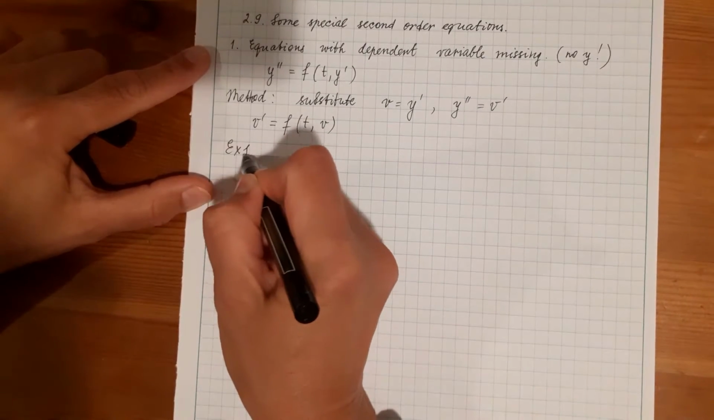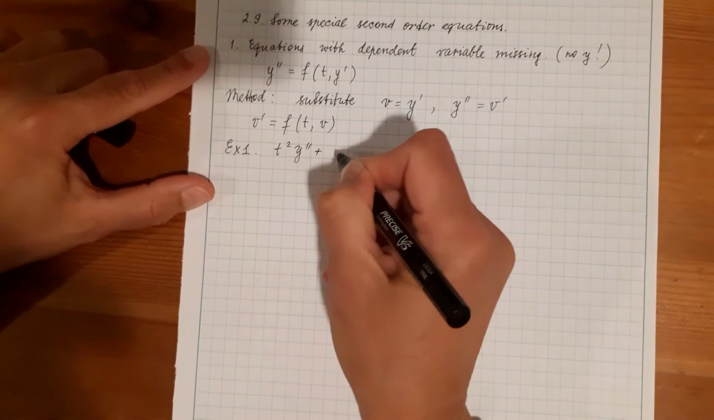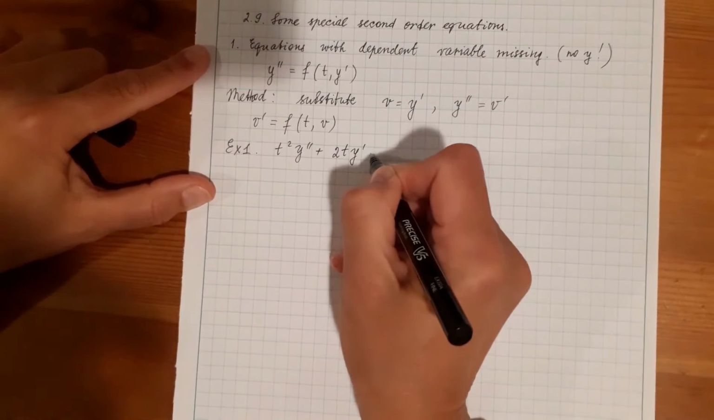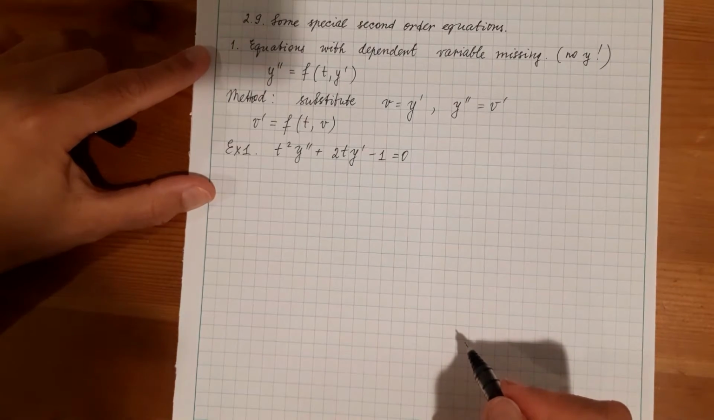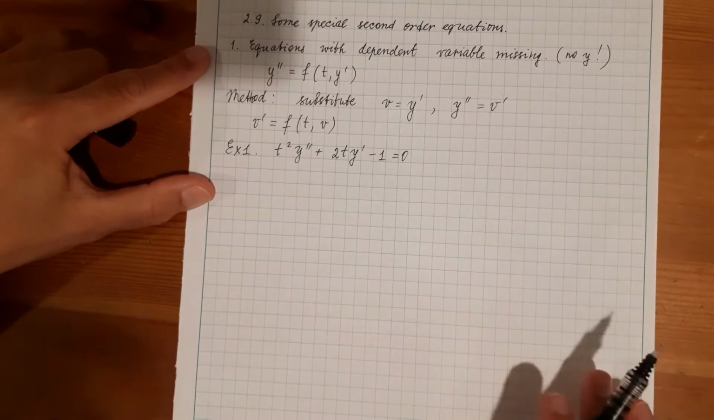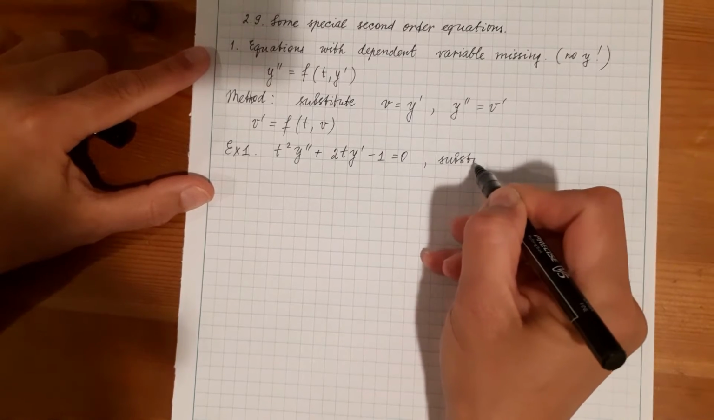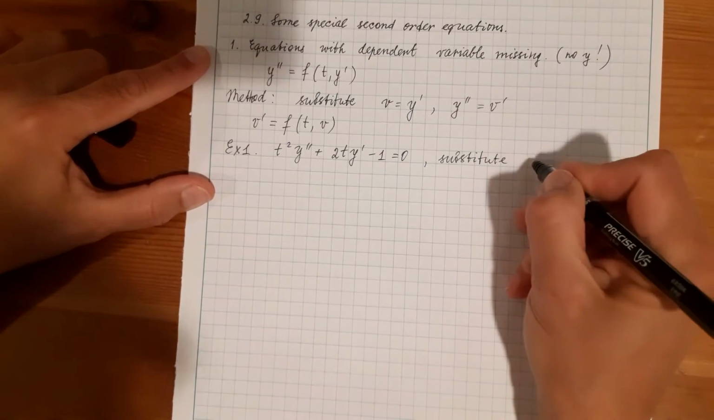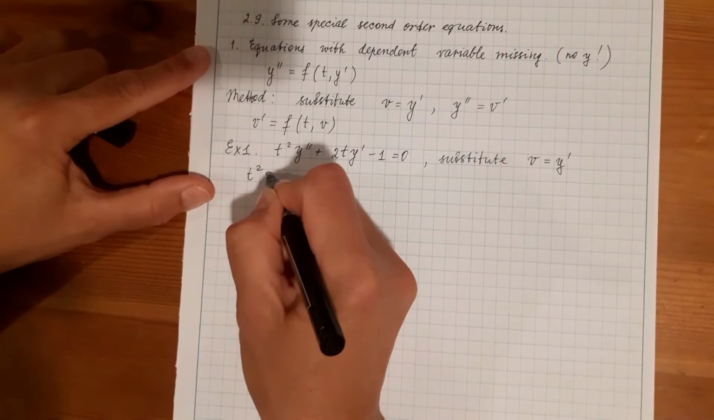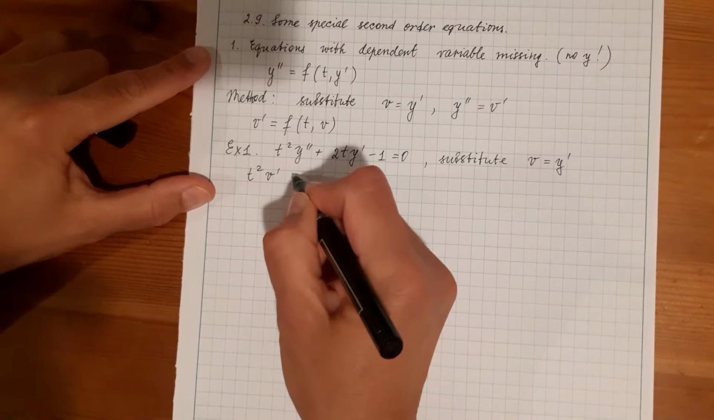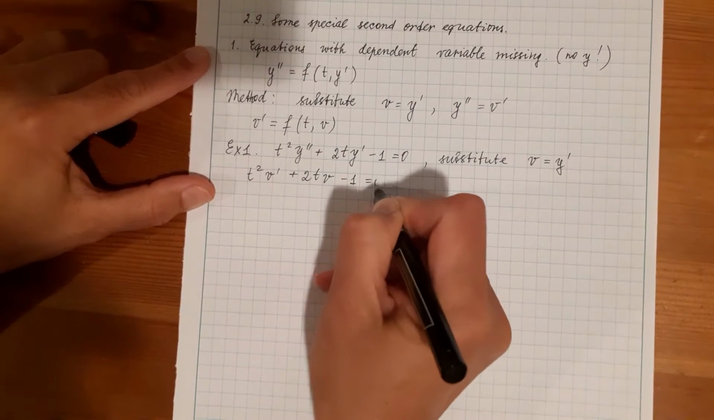So example number 1. t squared y second derivative plus 2t y first derivative minus 1 equals 0. You see there is no y here. That's a second derivative, first derivative, but no y itself. So we are going to substitute v equals y prime. So we are going to have t squared v prime, because it's a second derivative, right? Plus 2t v minus 1 equals 0.